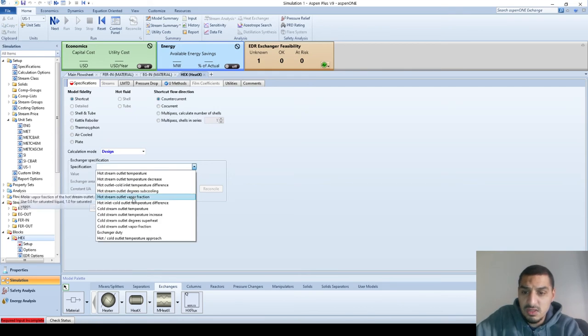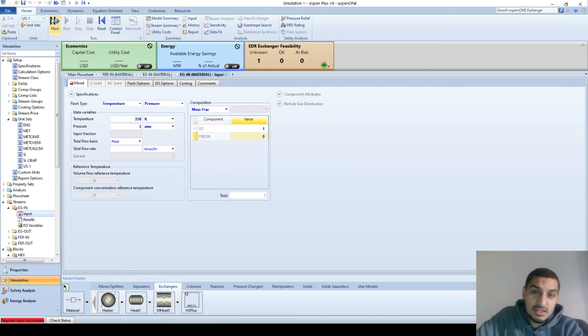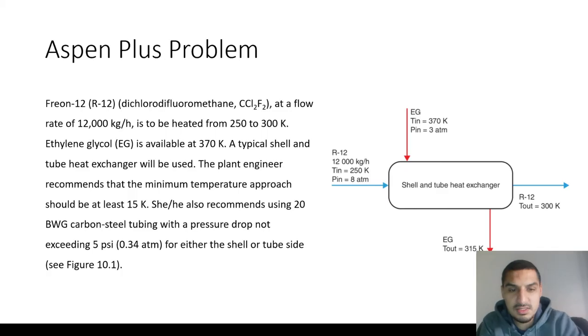We want the cold stream outlet temperature to be 300 Kelvin. And the temperature approach we set to be 15 Kelvin. And this is all we need to specify so that we can get the heat exchanger running. If you press next, you'll find that it is not doing the simulation because there is one more piece of information missing, which is the flow rate of the ethylene glycol.